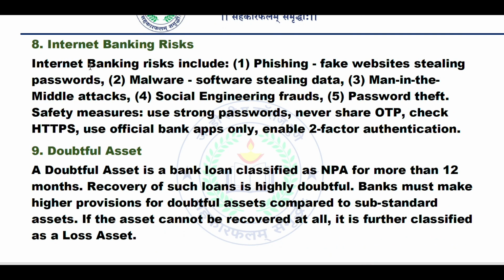Number 8, internet banking risks. Previously we saw internet banking benefits and the uses of internet banking, and now in short notes, what are the risks. Internet banking risks include number 1, phishing, that is fake websites stealing passwords. Number 2, malware software stealing data. Number 3, man in the middle attack. Number 4, social engineering frauds. Number 5, password thefts. Safety measures: use strong passwords, never share OTP with anyone.